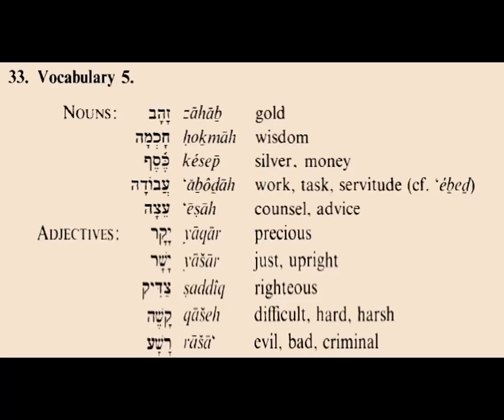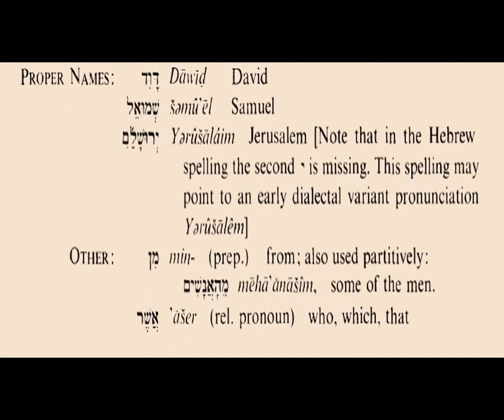Okay, chapter 5. We have zahav, which is gold; chokmah, which is wisdom; kesev, which is silver or money; avodah, which is work or task; etzah, which is counsel or advice. For adjectives, yakar is precious, yashar is just or upright, sadiq is righteous, kashay is difficult or hard, and rasha is evil, bad, or criminal. Proper names: David, Shmuel is Samuel, Yerushalayim or Yerushalem would be Jerusalem.